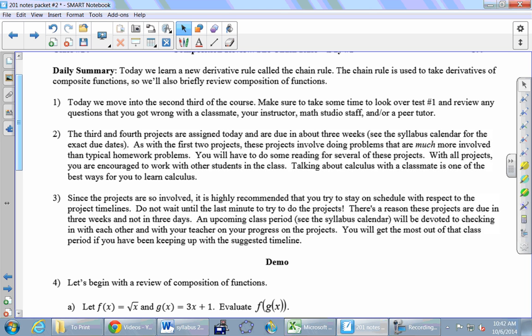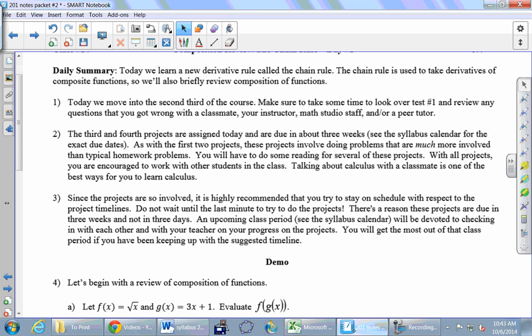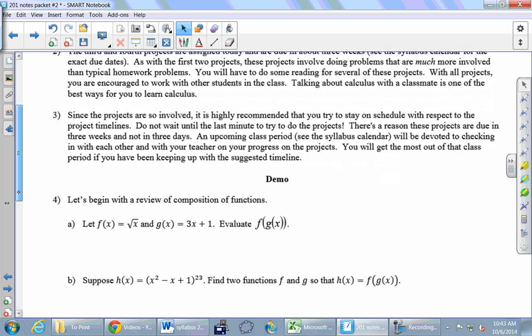Okay, so I'm just going to point out in number 2 that the third and fourth projects are officially assigned as of right now. Make sure you have one of each. They kind of look quite similar on the first page, so really make sure you have one of each and not two of the same. They actually have their titles at the top, I think. So those are due in about 3 weeks. The dates are on the syllabus calendar. But as usual, there's a suggested timeline. And really, you have most of the tools already to do most of the projects. So I'd encourage you to try to stay on top of those.